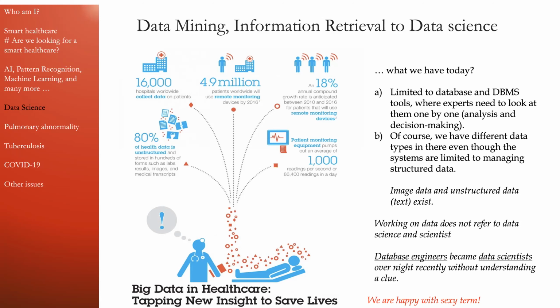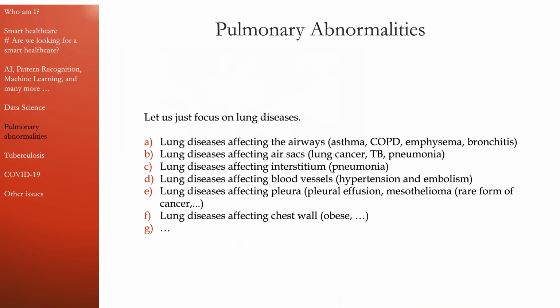But again, don't forget in 2005, 2006, when people moved from 2005 to 2006, the database engineers became data scientists overnight, without any clue about what data mining is. Database engineers do structured information retrieval, while data scientists do all kinds of things. So we're happy with the sexy term all the time, right? But we should be worried. We should be really worried about all these kinds of things. So this is the take-away message.